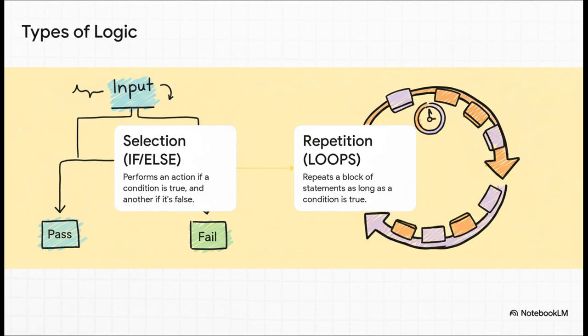First, you've got selection. This is all about making decisions. Think, if your password is correct, let you in, else show an error message. Then you have repetition, or what we call loops. This is the real workhorse. It lets you do something over and over and over again without having to rewrite the same code.